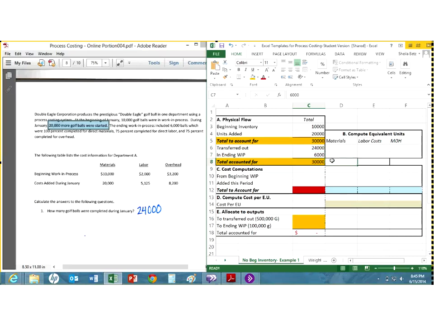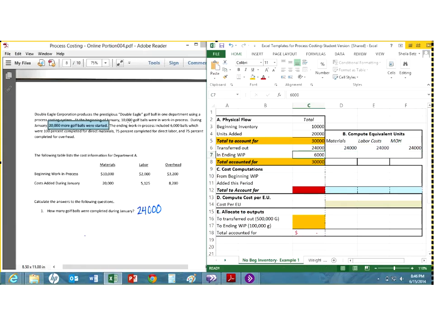So my next step is I have to compute the equivalent units. So remember, the equivalent units is what, if I combined all the efforts of all the work we've completed, what would that be in whole units? Well, if these golf balls were completed and transferred out, we know they're finished. So that means I worked on 24,000 golf balls in regards to materials, 24,000 golf balls in regards to labor cost, and 24,000 golf balls in regards to overhead. This line will always be the case that it's the same number across the board.